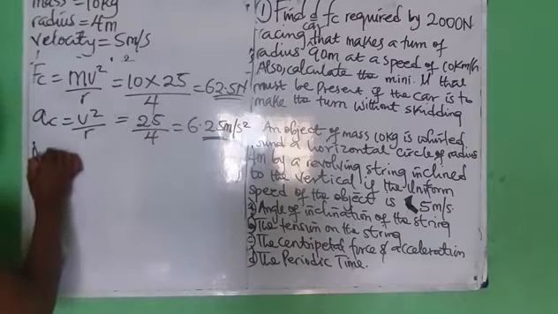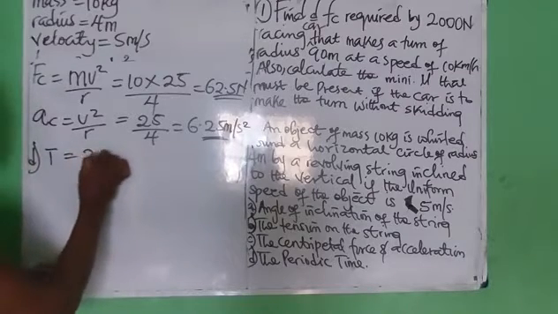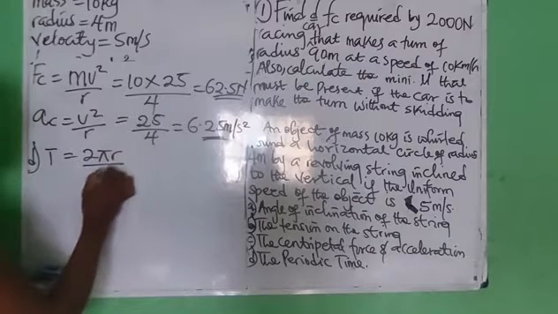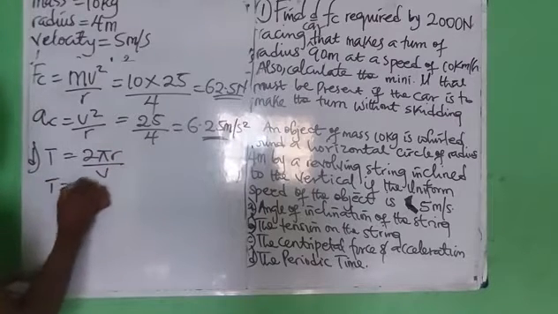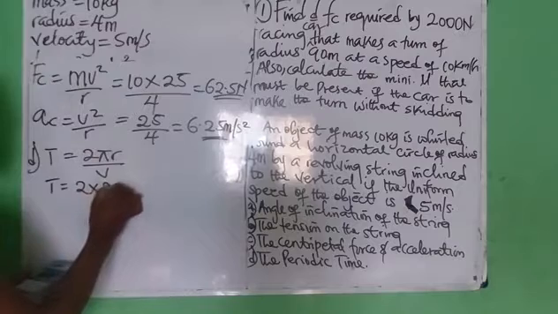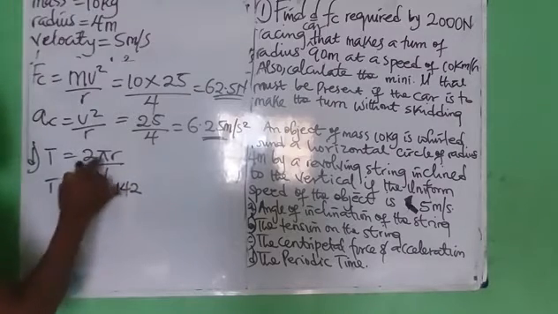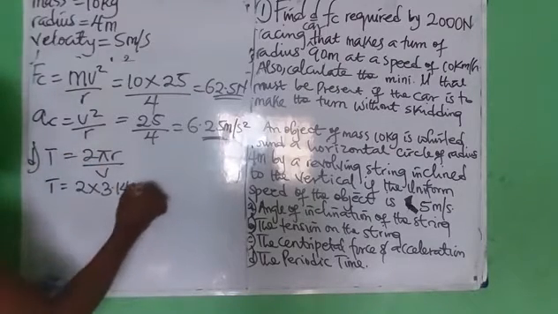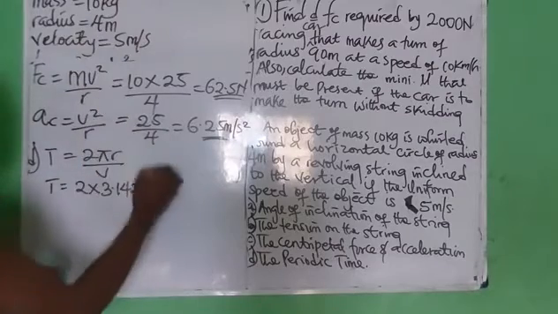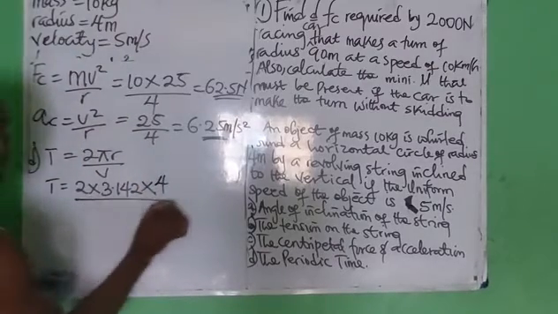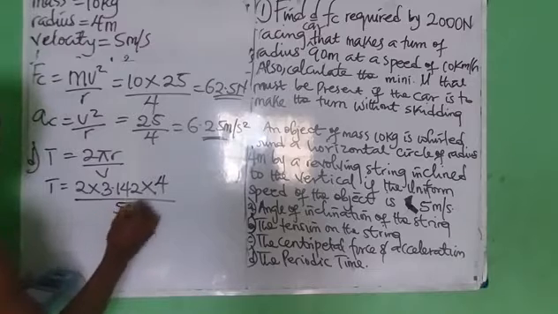Periodic time is given as T equals 2 pi r over V. This is 2 times 3.142, because pi is 22 divided by 7, right? Then times radius, which is 4, over velocity, which is 5. So what do you do next?